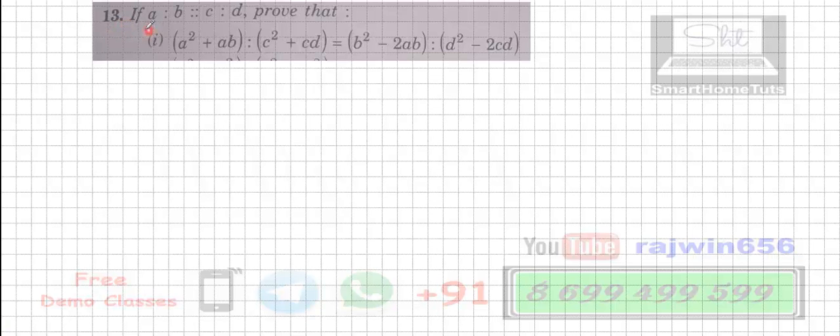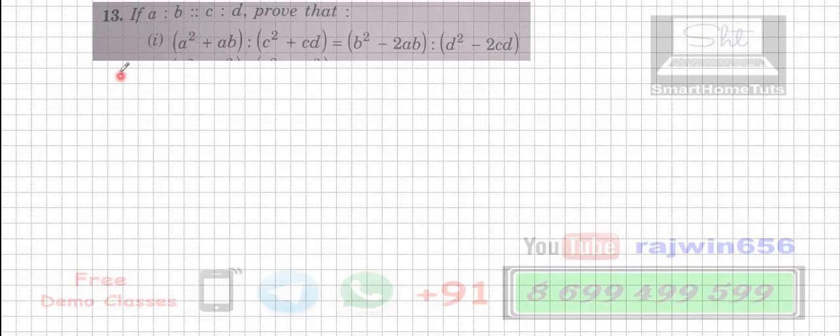Okay, question 13. If A is to B as C is to D, prove that A square plus AB is to C square plus CD as B square minus 2AB is to D square minus 2CD. We are going to use the K method over here.